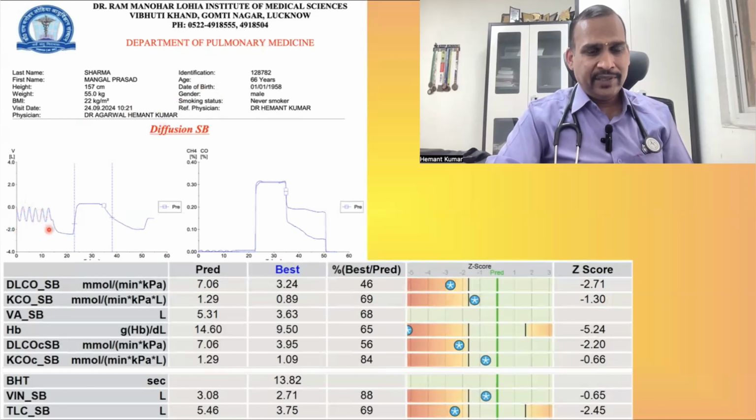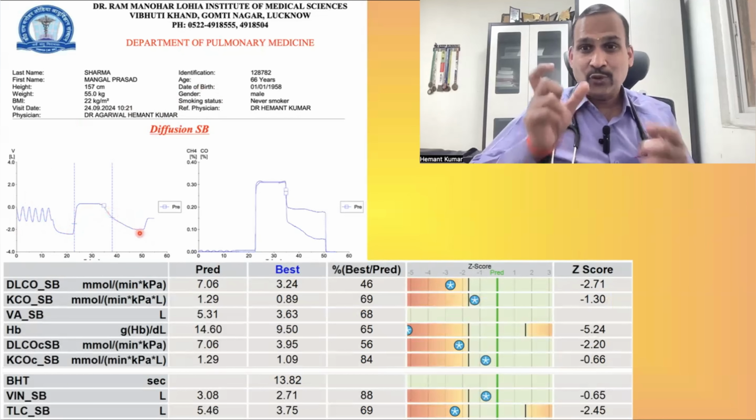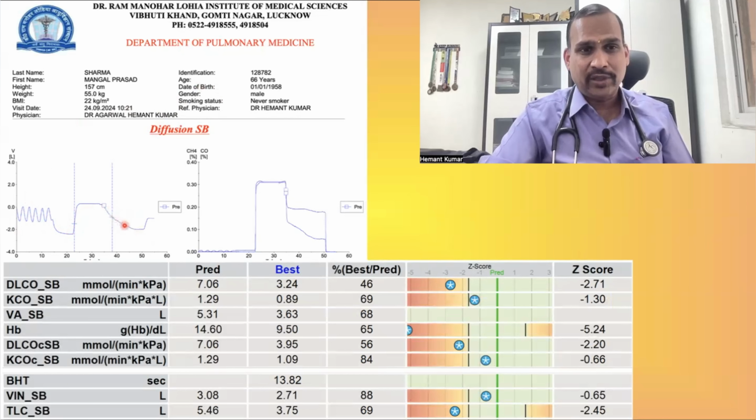Then the patient does tidal breathing, exhales completely, then inhales, holds the breath, then exhales. Exhalation should be within 4 seconds, but it has taken more time. If we see the report, the breath holding time is 13 seconds, more than required. Then DLCO, the corrected one. We will see the corrected one, 56%, less.